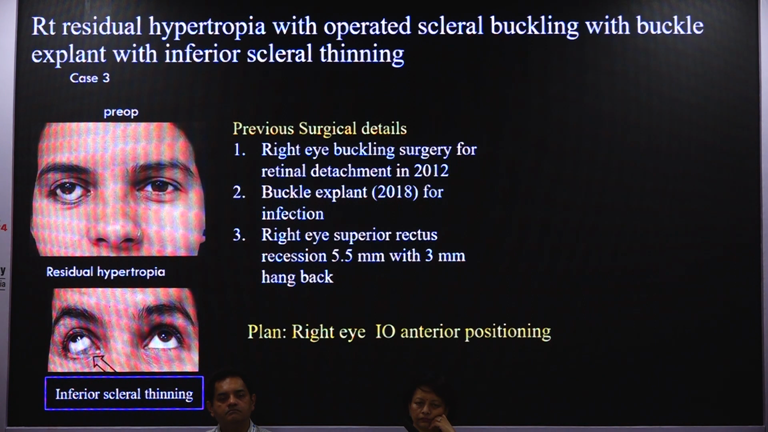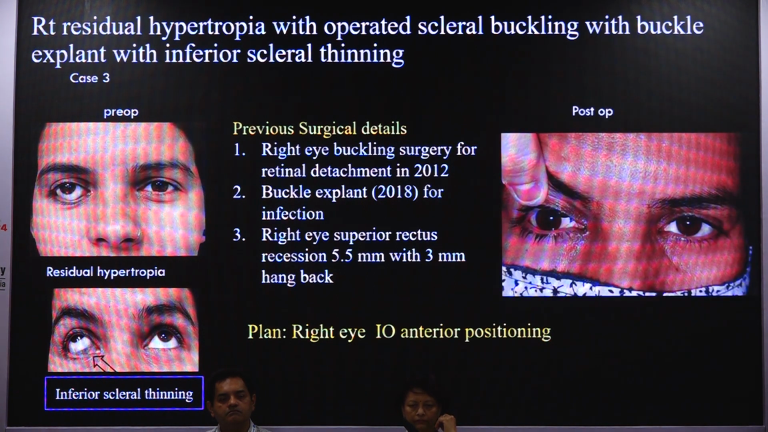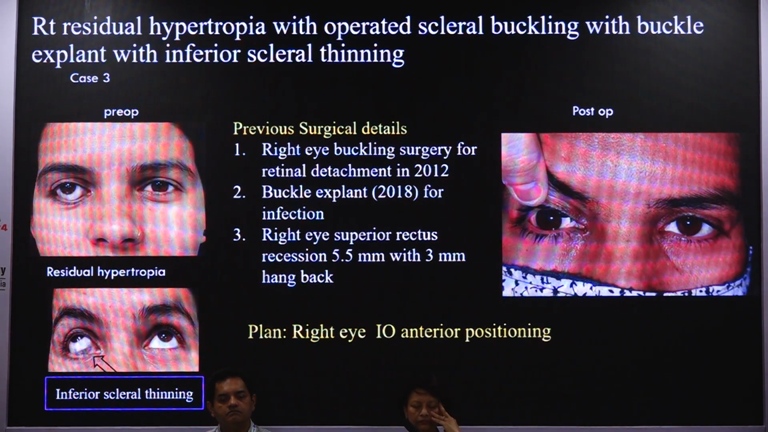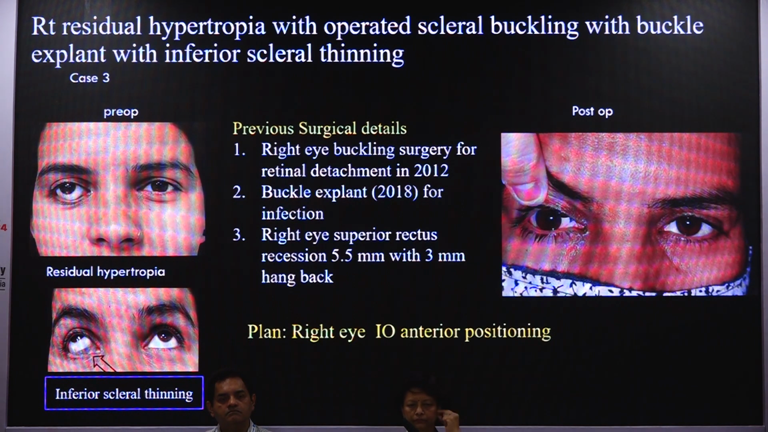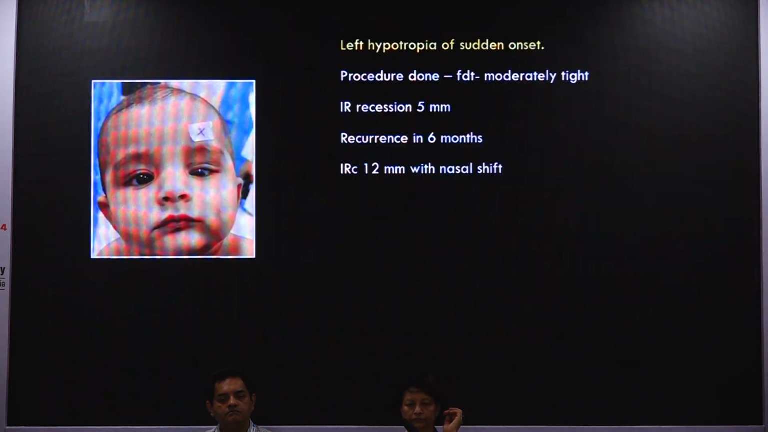This was a patient who had been operated on, and sometimes we all face these nightmare conditions. This was a residual hypertropia with operated scleral buckle, with a buckle explant, with significant inferior scleral thinning, and a lot of things had been done. Superior rectus recession had been done as a previous surgery also, and she was extremely unhappy. The vision was not there, but she wanted some cosmetic improvement, and all we did was inferior oblique anterior positioning with a +2 station. So we anterior positioned the inferior oblique, and it brought great primary gaze alignment, not so great depression, but at least the patient was satisfied.